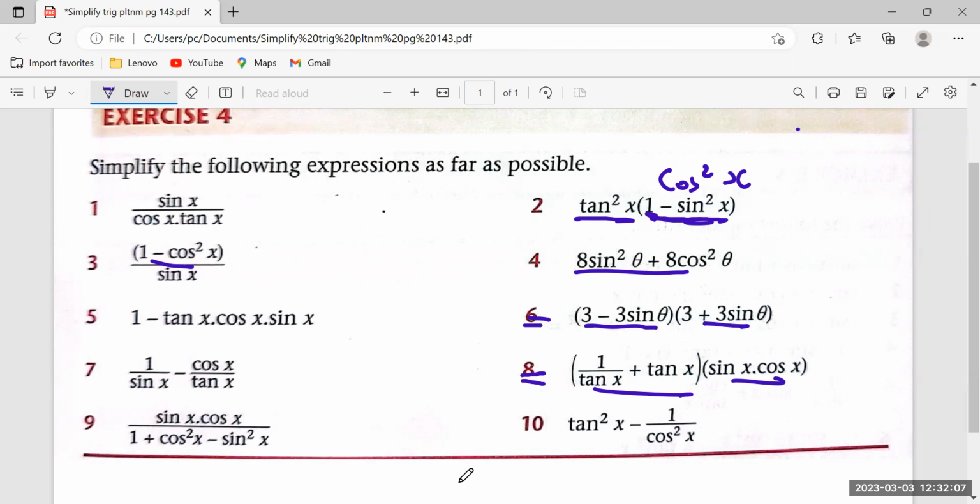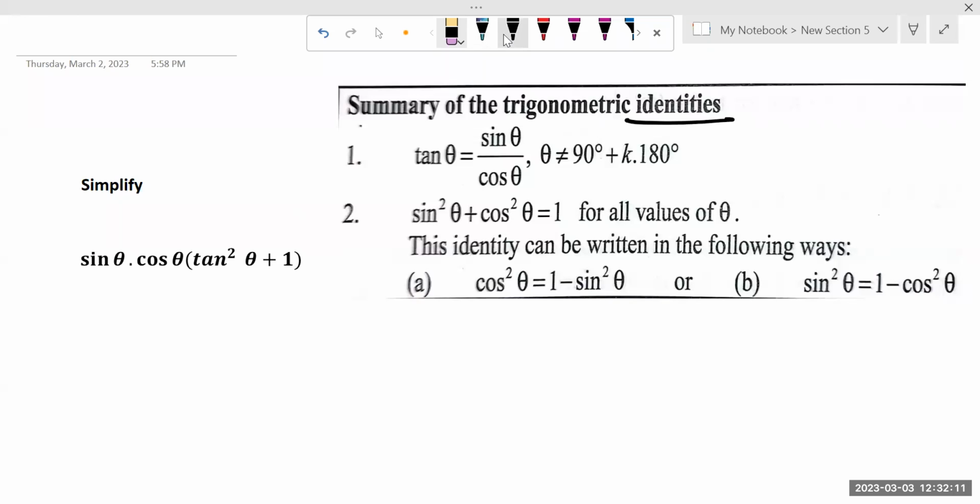Now, how do you work with things inside the brackets? Inside your bracket, the first thing you are going to check is, do we have any of the identities here? Do we have any of these things? If you have any of these things, you are going to change whatever is inside your brackets to represent them.